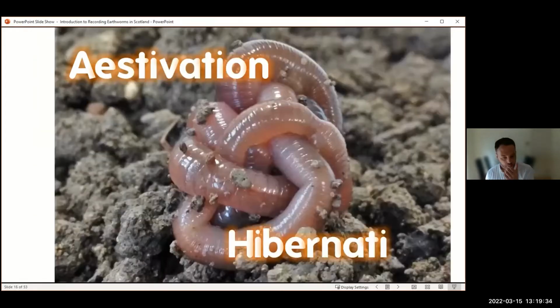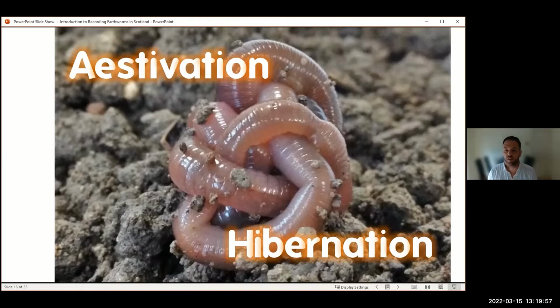Oh, one more bit about earthworm biology. You may or may not have seen earthworms knotted up in a ball like this. When they're doing this, they're doing this to avoid environmental conditions that are not ideal for them. So that might be times when the ground is frozen. It might be in summer when it's too dry. When they do this, they're going into a state of hibernation.